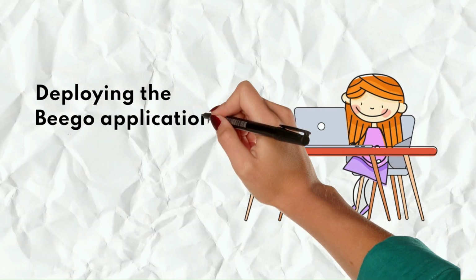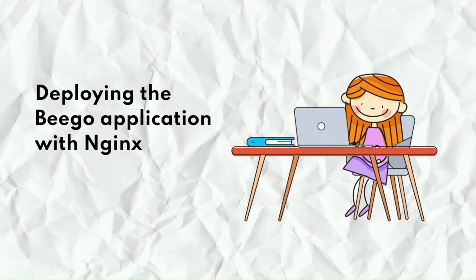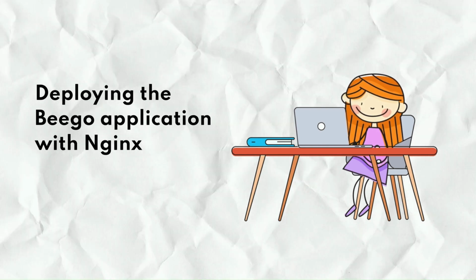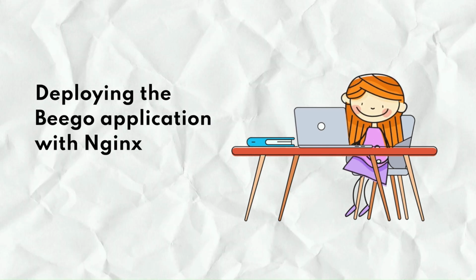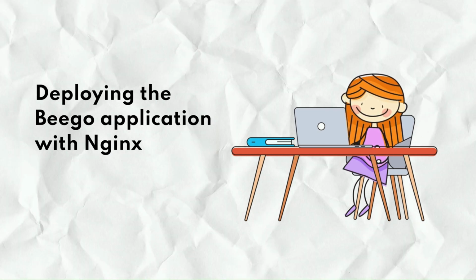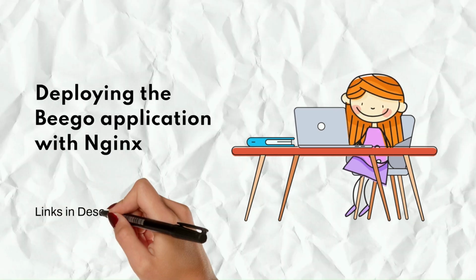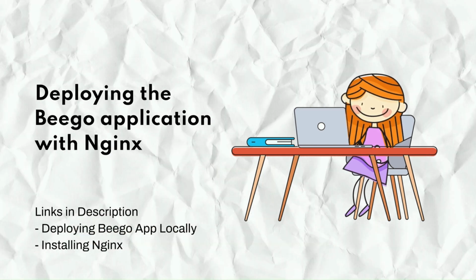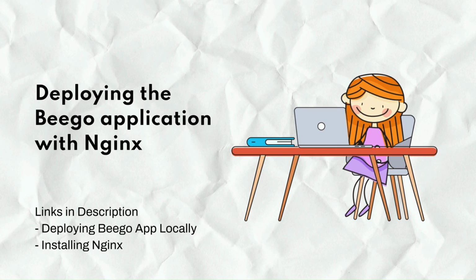In the previous section, we learned how we can run the Beego application locally. In this section, we will be deploying the same application with Nginx. This section assumes you have Nginx installed and running on port 80. For a detailed video on deploying a Beego application locally or installation of Nginx, refer to the links in the description.